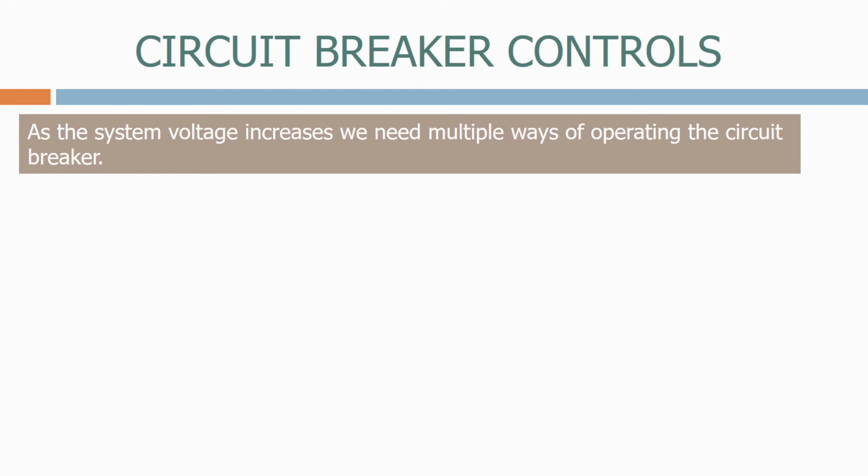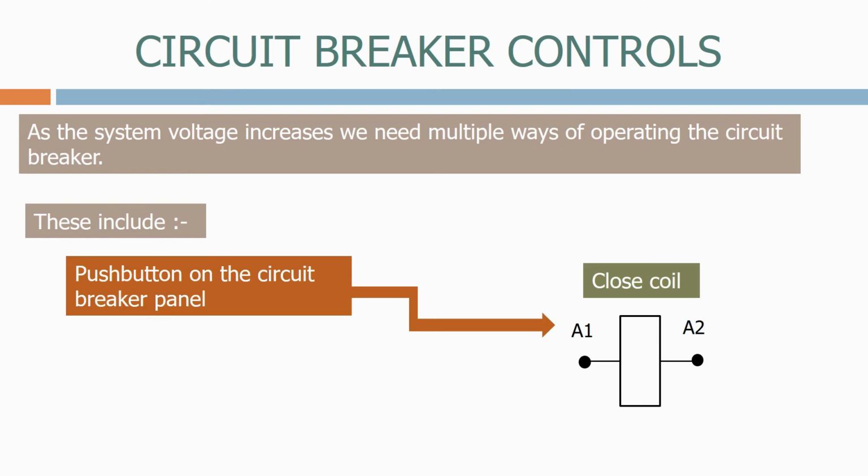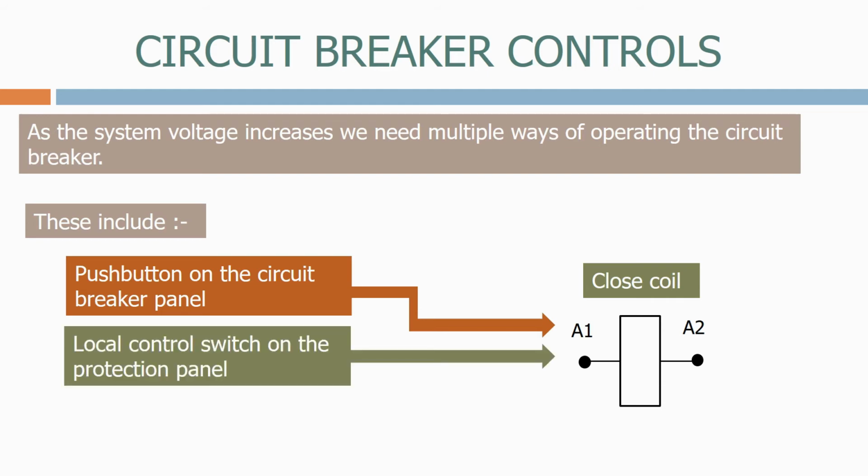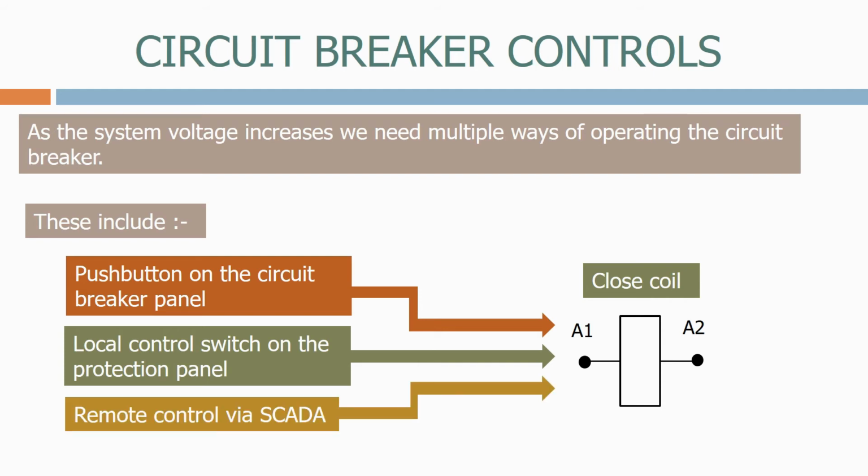As the system voltage increases, we need multiple ways of operating the circuit breaker. These include the push button on the circuit breaker panel that we saw on the previous circuit, a local control switch on the protection panel, which is in the control room. We also need remote control via SCADA, so the breaker can be operated from the central control system.